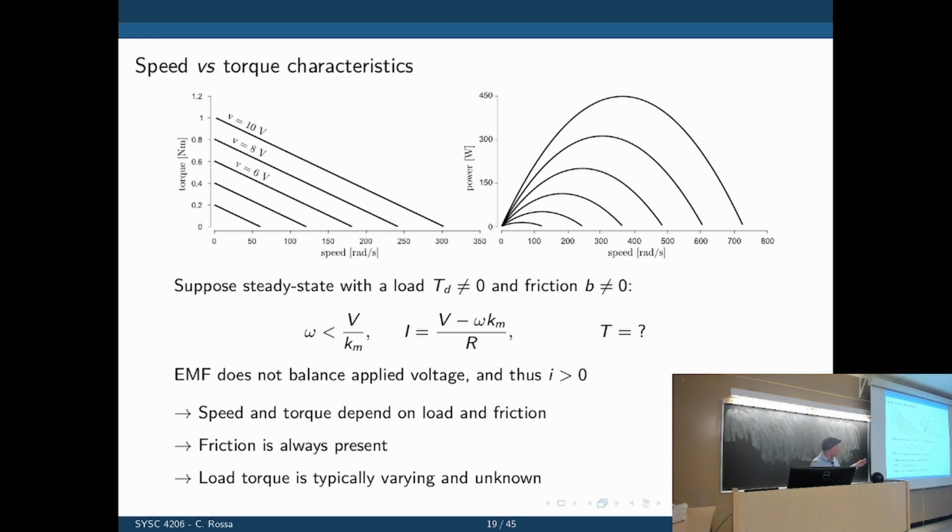But now if we do have a load and do have friction, then that doesn't happen anymore. The speed is always lower than V divided by Km because it now has to overcome some friction. What is the torque? Well, the torque is now the current times Ki. And what's the torque doing? The torque is there to simply overcome friction. So if you turn on the motor, the speed will start to go up and eventually reaches a plateau. Why doesn't it keep going to infinity?